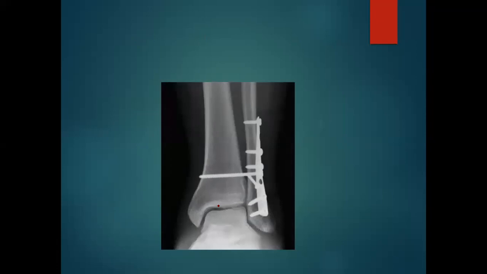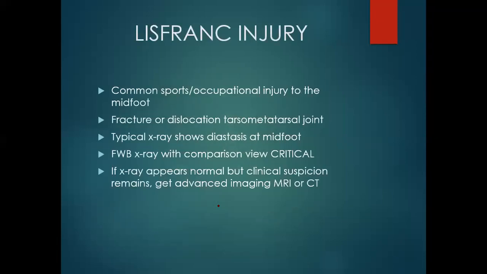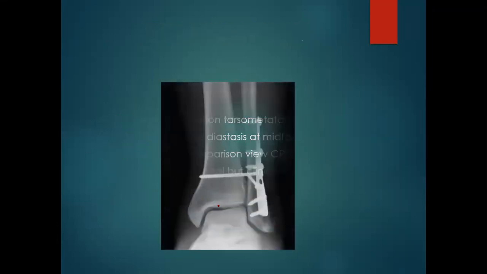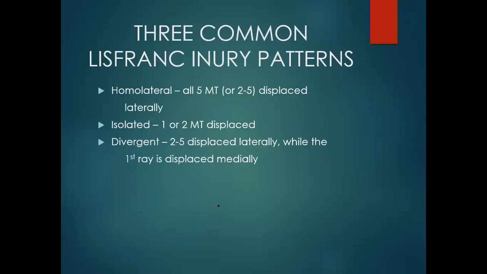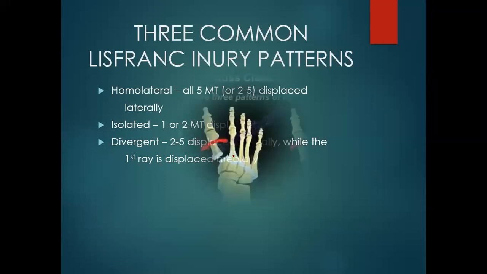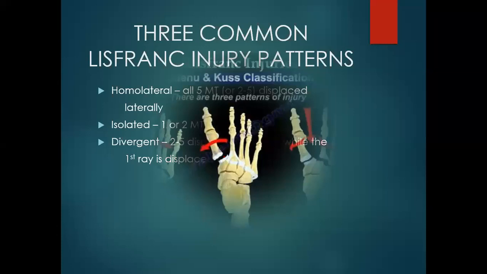Lisfranc injury. So a Lisfranc injury is a common sports or occupational injury. It's a fracture or dislocation of the tarsometatarsal joint. So a typical x-ray shows diastasis at the midfoot. So let's look at this. So there's three common types. I don't think they're super high yield, but it's one that you need to be comfortable with. It's this fracture, the proximal metatarsal of the 5th or 4th, or sorry, the 1st or 2nd metatarsal.